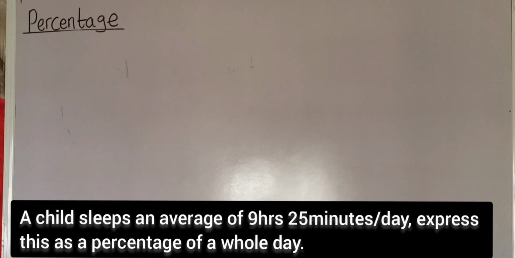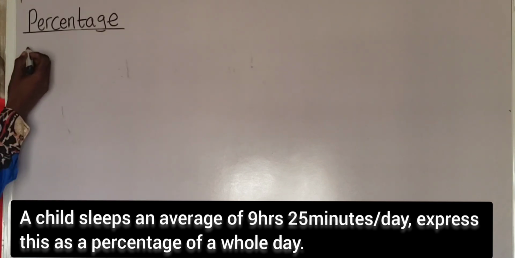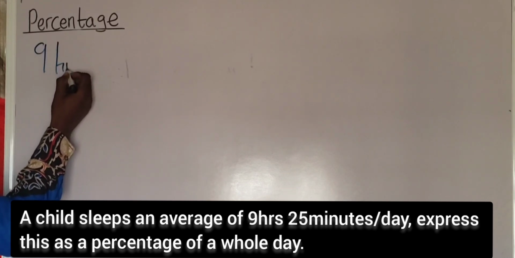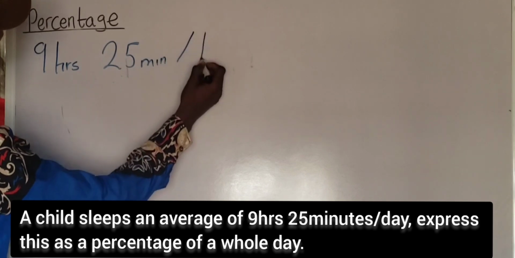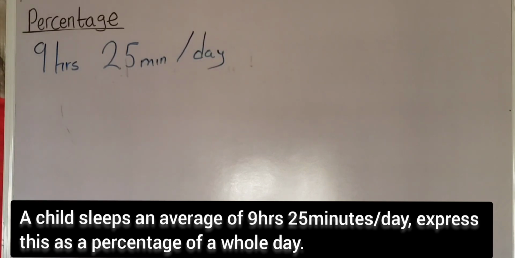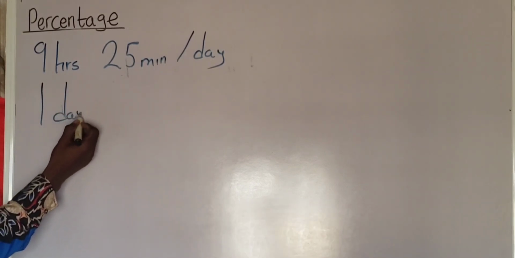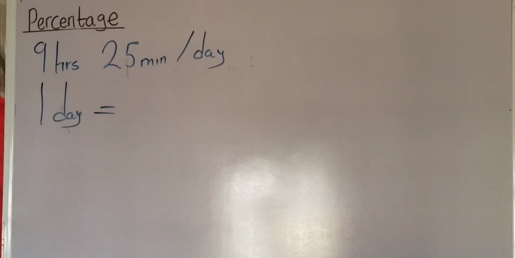Now let's start by writing out the parameters that were given in the question. We are given that the child sleeps for an average of 9 hours, 25 minutes per day. Now we want to express this as a percentage of a whole day. What's the meaning of a whole day? A whole day simply means a single day. Now, how many hours can we find in a day? In a day, we are going to find 24 hours.